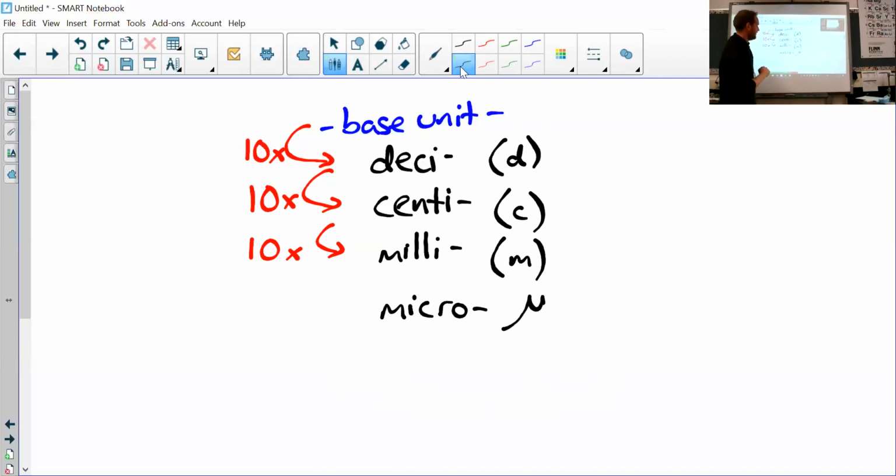That's a pretty good mu right there. Often when you see it printed, it'll look like this, with a straight down line, like this.